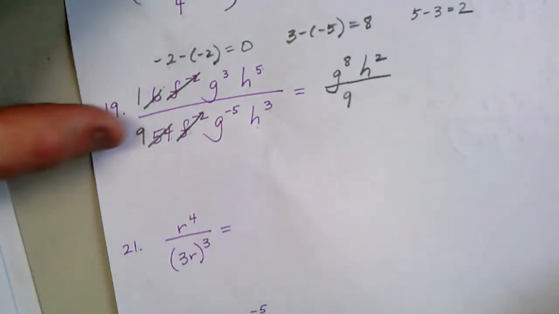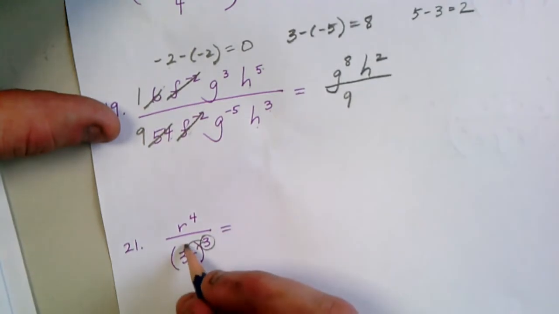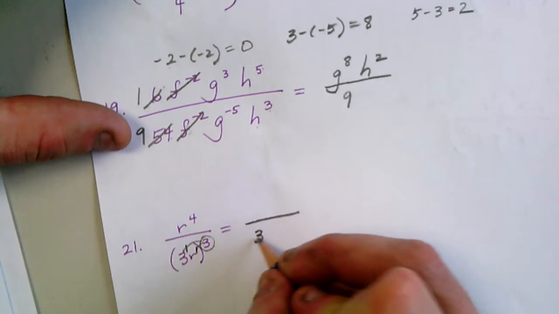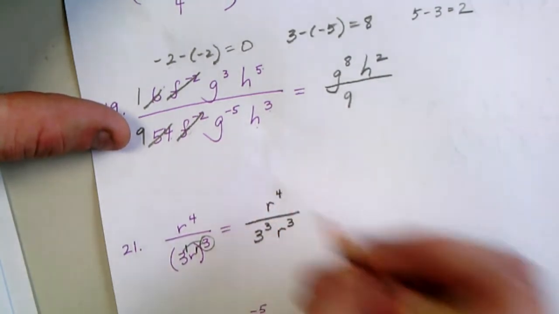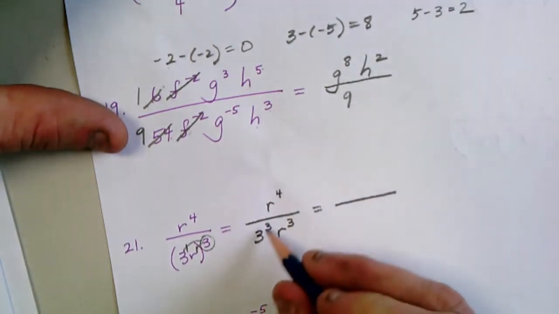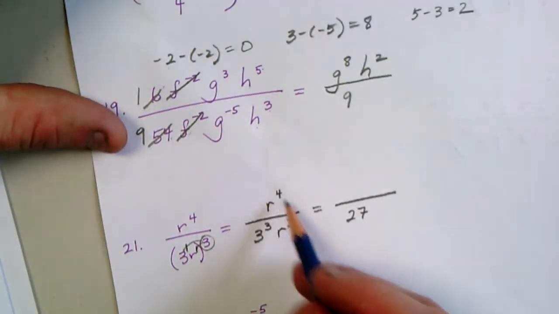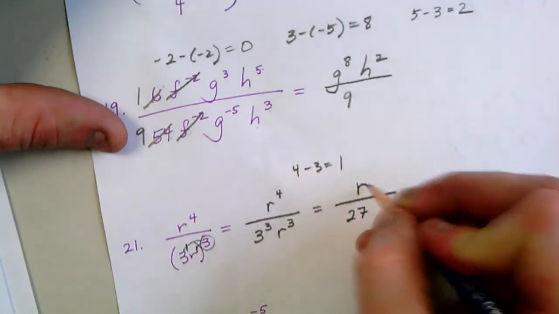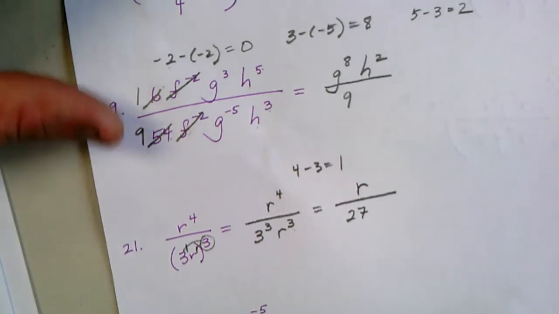For number 21, we have this right here. Now, I'm going to distribute that into the parentheses. Remember, we're multiplying that exponent by the exponents that are already there. So what do we have? Well, we have 3 to the third, and we have r to the third, and we have r to the fourth. Okay. Now, I'm going to do 3 to the third real quick. 3 times 3 is 9, times 3 is 27. Okay? r to the fourth divided by r to the third, 4 minus 3 is 1. So this is r to the first. If you want to put r to the first, you can, or you can leave it just like that. Okay?